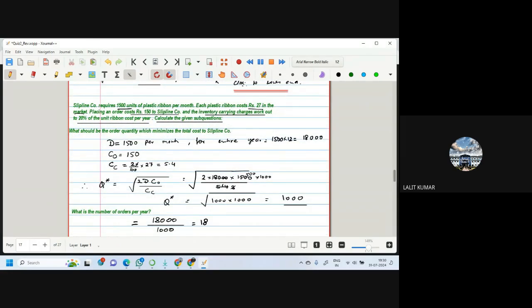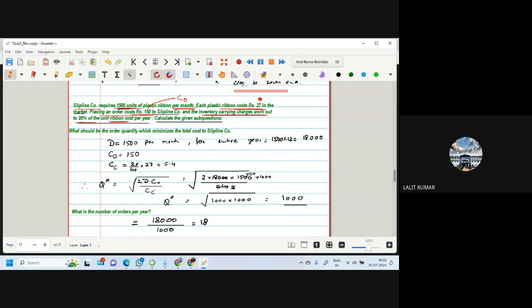This is a question again. Slipline company requires 1500 units every month. Each plastic ribbon costs rupees 27 in the market. Placing an order costs rupees 150, so this is your CO. The inventory carrying charges work out to 20% of the unit ribbon cost. So 20% of 27 rupees is your carrying cost.